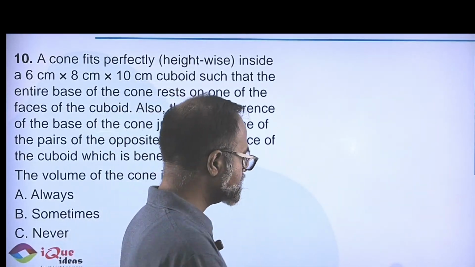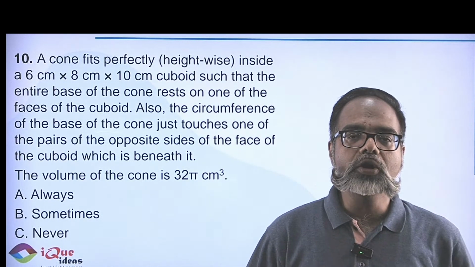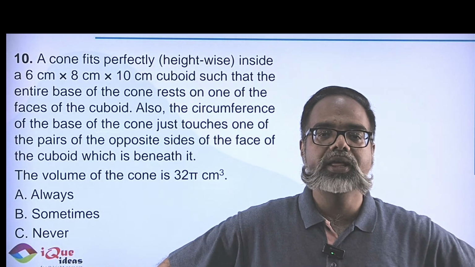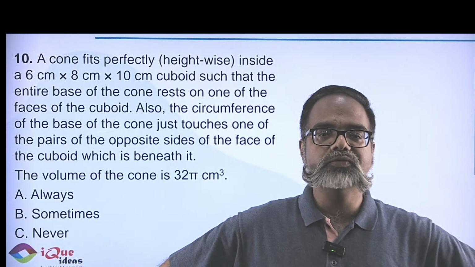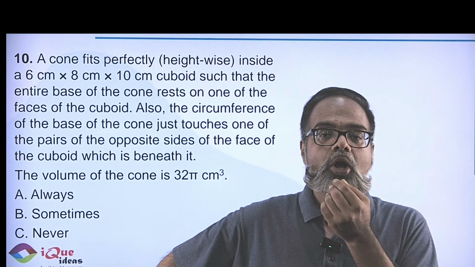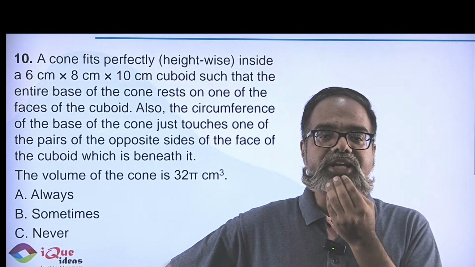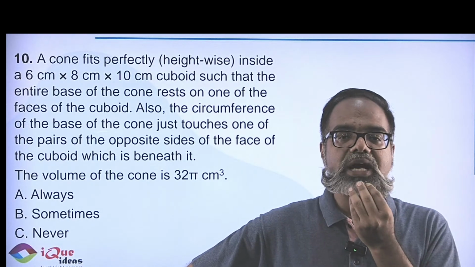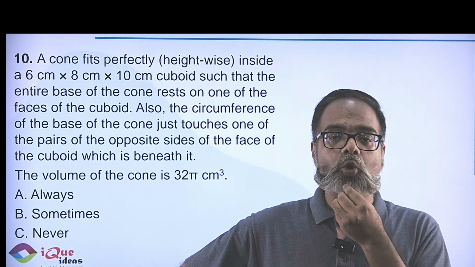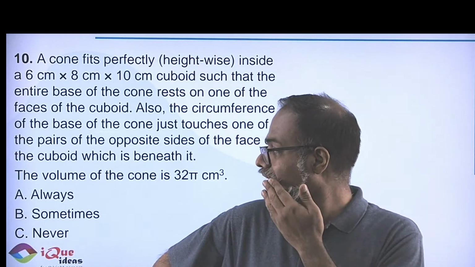Cone. Oh, yet another question of geometry mensuration. Let's see what this question says. A cone fits perfectly height-wise inside a 6 by 8 by 10 cuboid such that the entire base of the cone rests on one of the faces of the cuboid. Okay. Also, the circumference of the base of the cone just touches one of the pair of the opposite sides of the face of the cuboid, which is beneath it. So the volume of the cone is 32 pi centimeter cube. Always, sometimes or never.